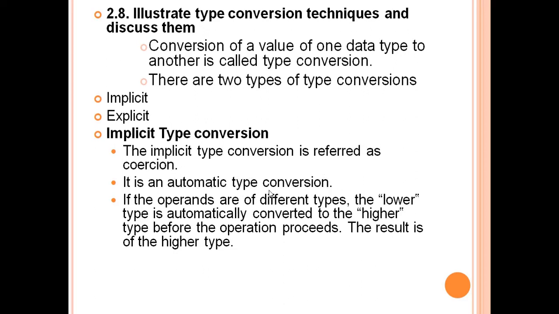It is called automatic type conversion. Here, if the operands are of different types, the lower type is automatically converted to the higher type. The lower data type is automatically converted to the higher data type. That's what we call automatic type conversion. The result is of the higher data type. If the expression has a lower data type and a higher data type, then it is evaluated to the higher data type and the result is also in the higher data type.